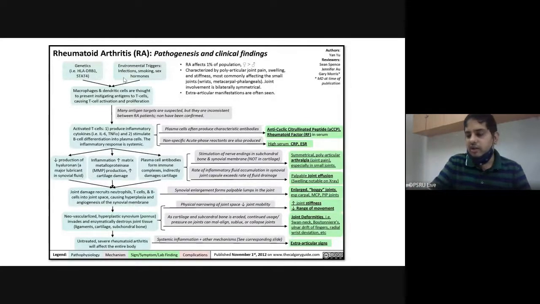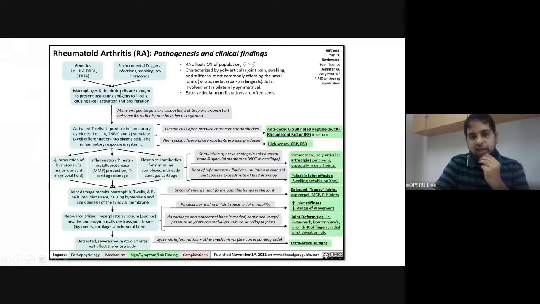Environmental triggers, infections, smoking, sex hormones. As I told you, females are more prone due to estrogen. Smoking is also one of the triggering factors. Macrophages. So if you see this pathogenesis, there is no need to worry about all these complex words. Just remember what happens in an autoimmune disease. What happens when immune cells are activated or hyperactivated? So automatically that is the mechanism of your rheumatoid arthritis also.